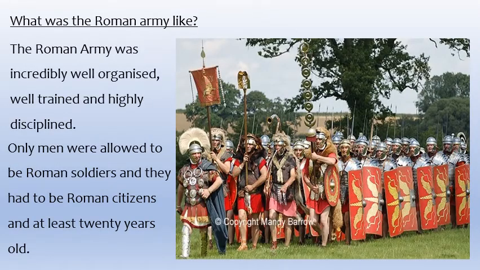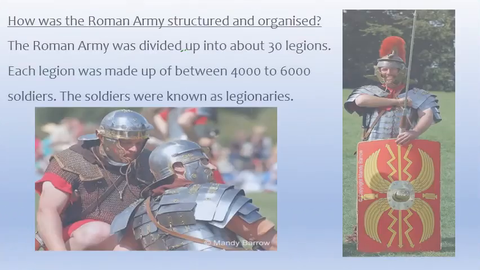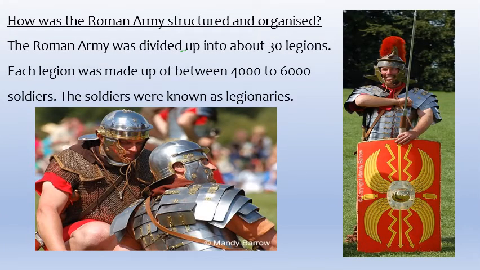What was the Roman army like? The Roman army was incredibly well organised, well trained and highly disciplined. Only men were allowed to be Roman soldiers, and they had to be Roman citizens and at least 20 years old. The Roman army was divided up into about 30 legions. Each legion was made up of between 4,000 to 6,000 soldiers. The soldiers were known as legionaries.